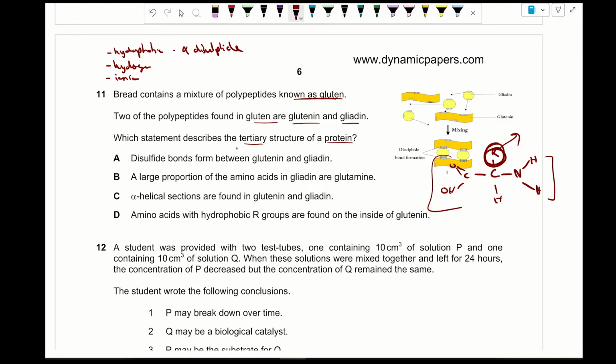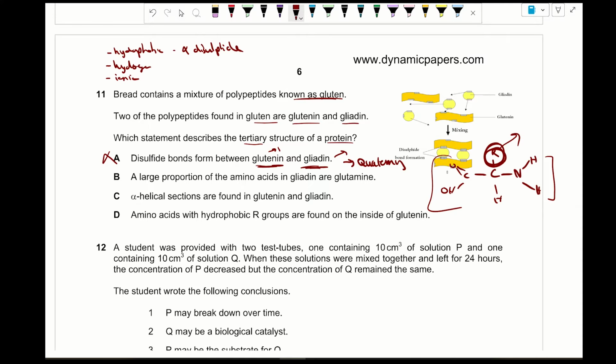Now, which statement describes the tertiary structure of a protein? A. Disulfide bonds formed between glutenin and gliadin. Now, this is incorrect because glutenin is a separate polypeptide chain and gliadin is another separate polypeptide chain. When we talk about multiple polypeptide chains, we're talking about the quaternary structure, not the tertiary anymore. Therefore, A is incorrect.